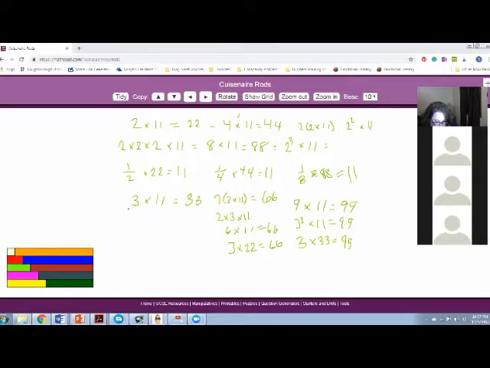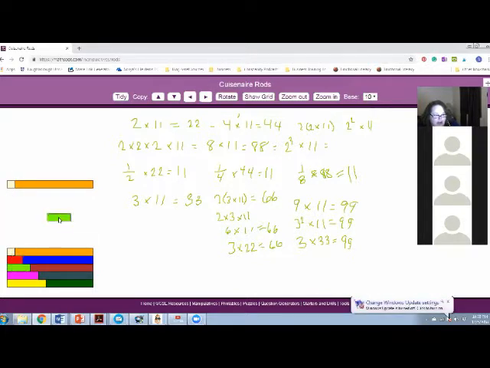All right. Let's see. So a third of 33 is going to be what? 11. So what is half of 66 going to be? A third. So here I want to notice that. I'm going to introduce this now because it's much easier to see if we do it with the rods. So if I have 11 and I multiply it times 3, now we have 33.